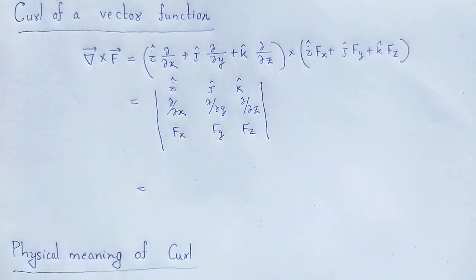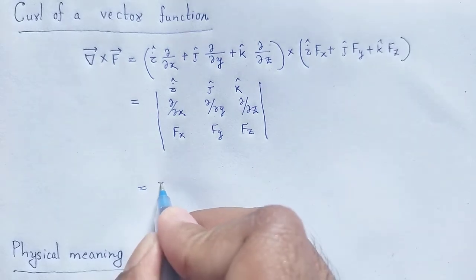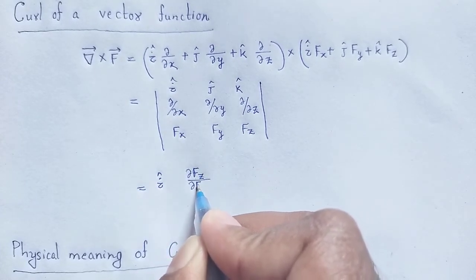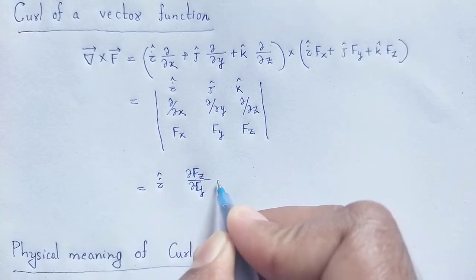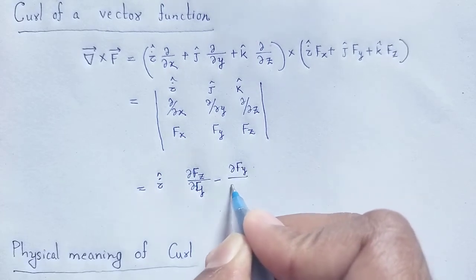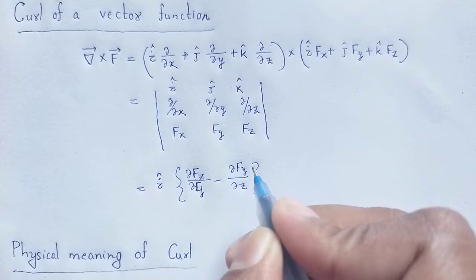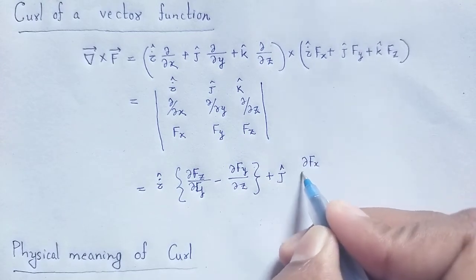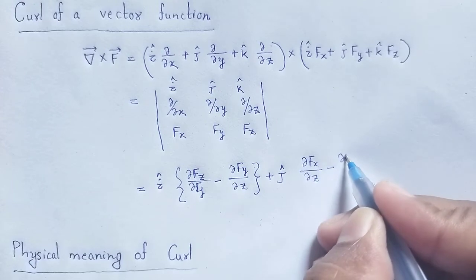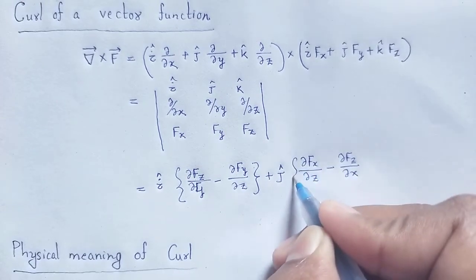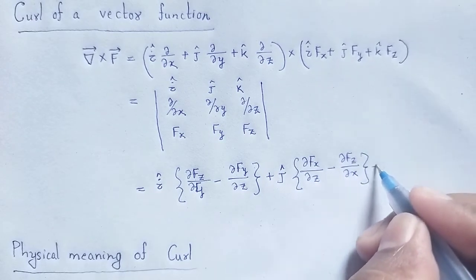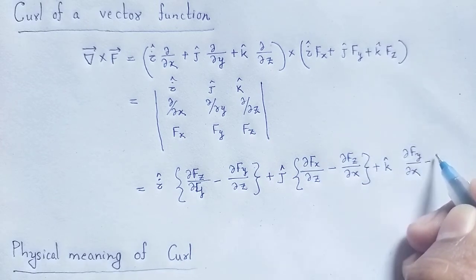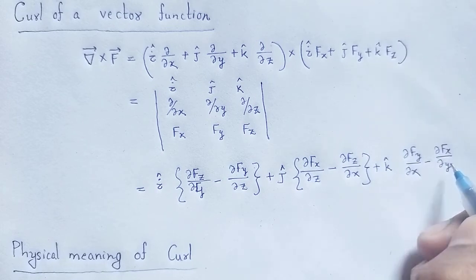We find i cap (del fz by del y minus del fy by del z) plus j cap (del fx by del z minus del fz by del x) plus k cap (del fy by del x minus del fx by del y).